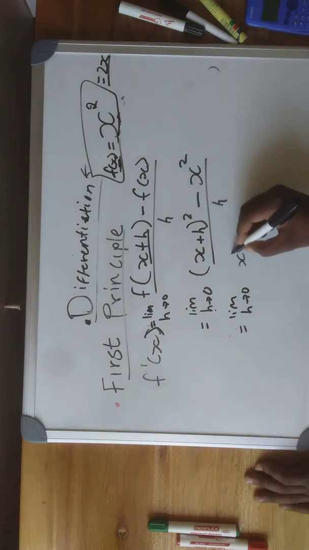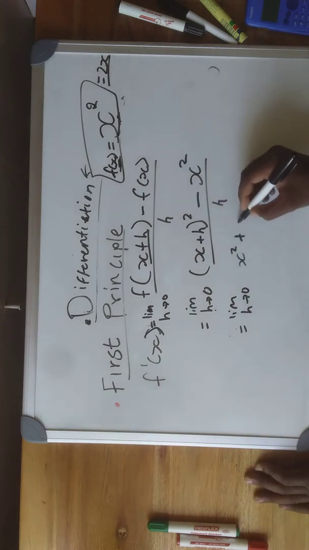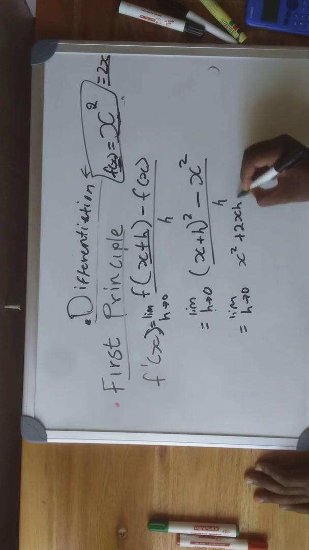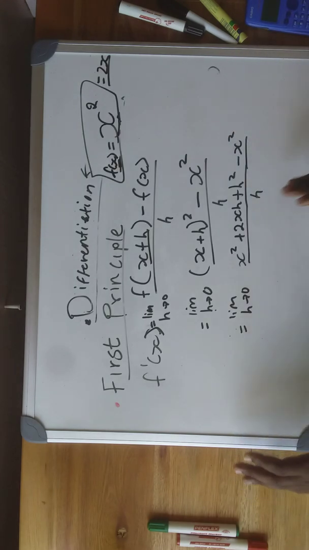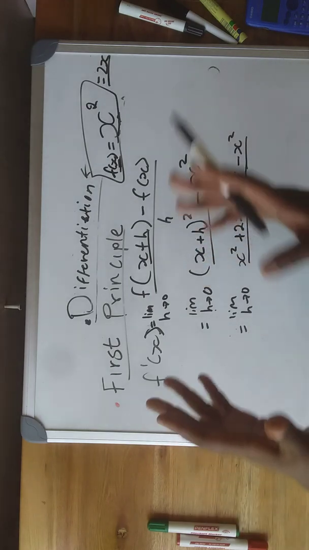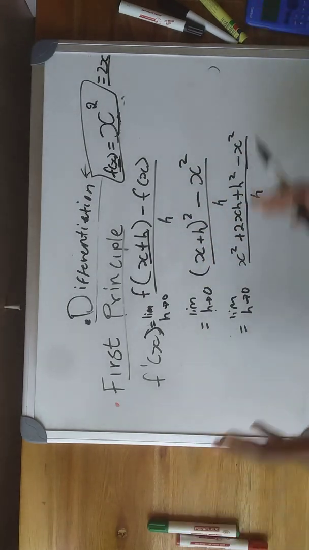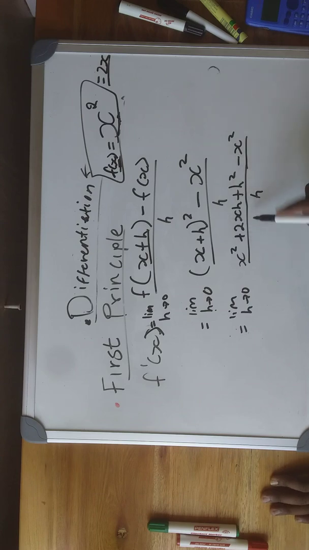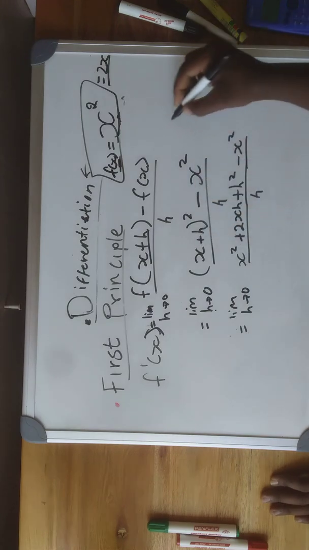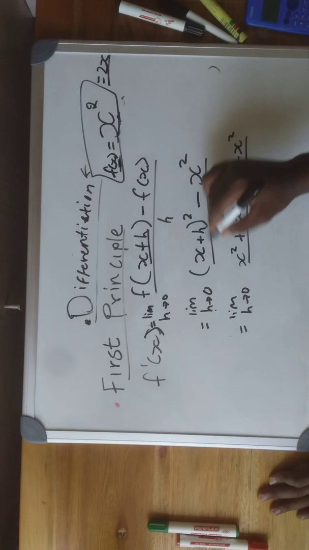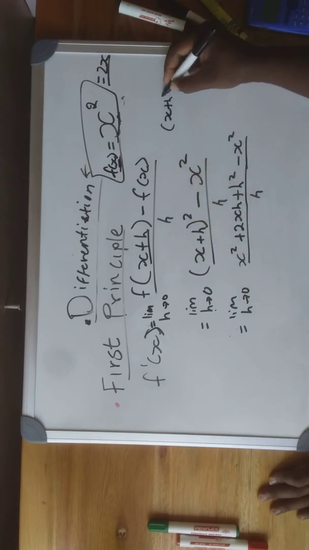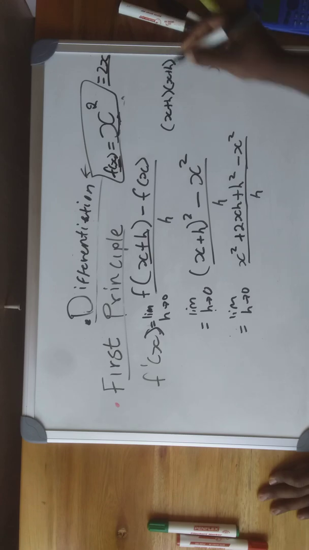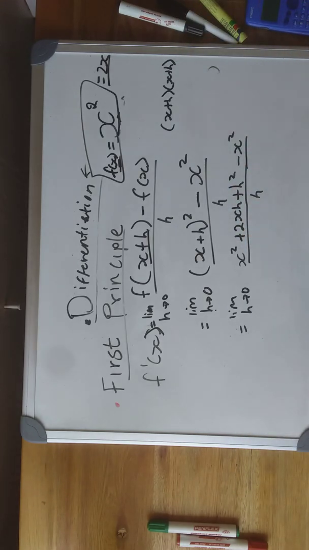Then now you're just going to have x squared plus 2xh plus h squared minus x squared all over h. So this one, if maybe some of you are still shocked by what is happening here, I'm talking about this first bracket, we know that it's x plus h, x plus h, because it's (x plus h) squared.